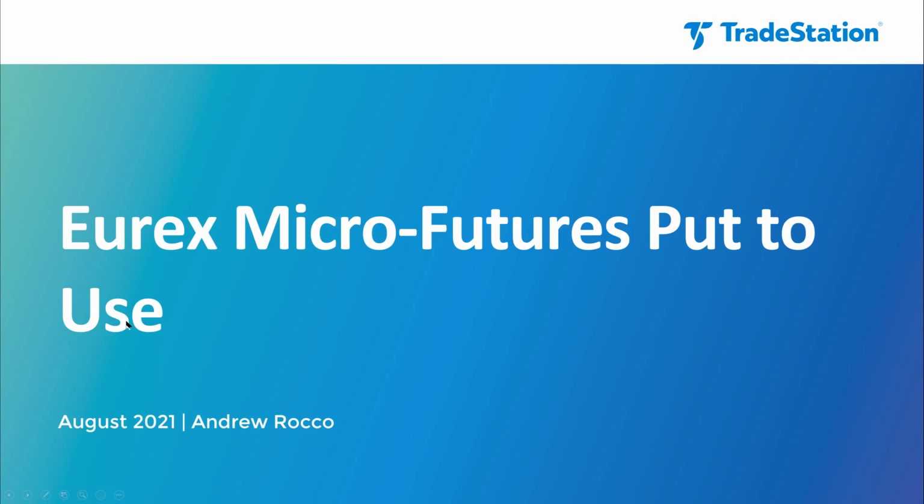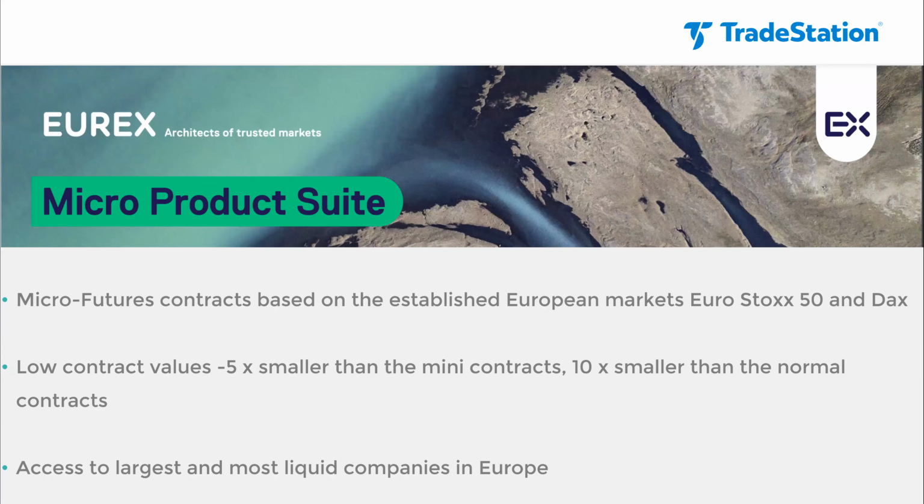Okay, fantastic. So thank you for that, Eugen. I'm going to put a little bit more emphasis on putting the micro futures into practice here. Eugen covered which ones we have: the Euro Stoxx 50 and the DAX micro futures. Again, one of the huge advantages is the contract values, which are 5 times smaller than the mini contracts and 10 times smaller than the normal contract. So it's going to give our investors at TradeStation access to the largest and most liquid companies in Europe. And you're also going to have that flexibility for your portfolio.